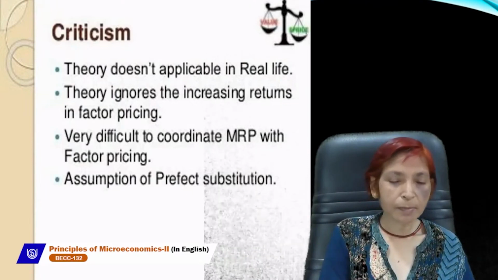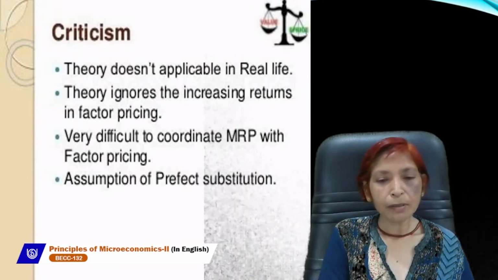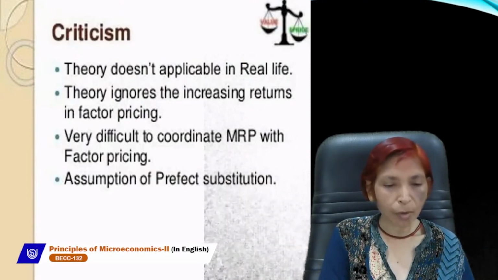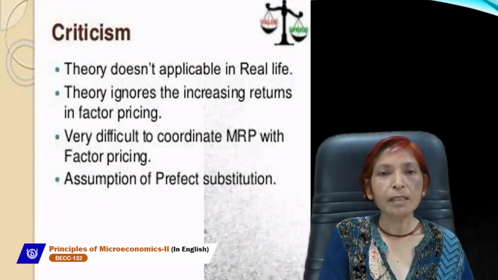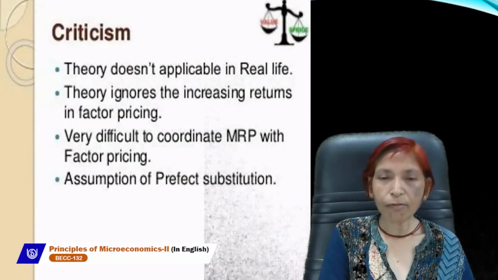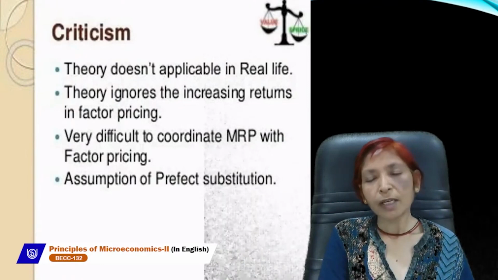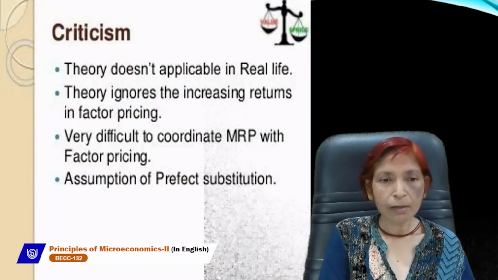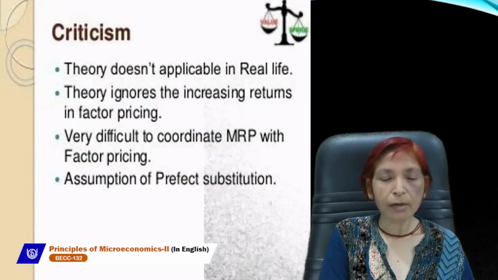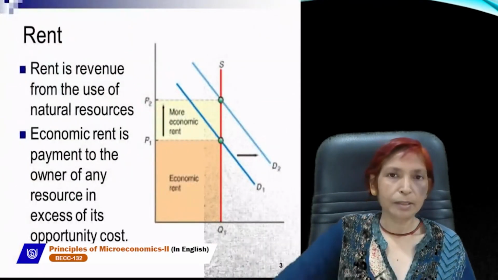And the assumption of perfect substitution is also unrealistic because factors are not perfectly substitutable. We can't substitute one factor for another. Factors are not perfectly mobile and not perfectly substitutable. So these are the main points of criticism. On the basis of these assumptions, we can criticize this theory, which in reality does not apply at present.